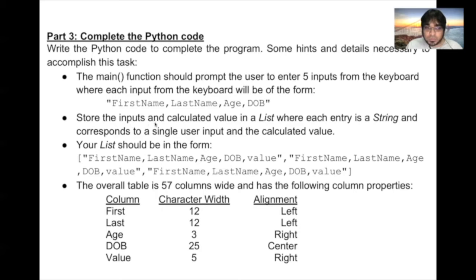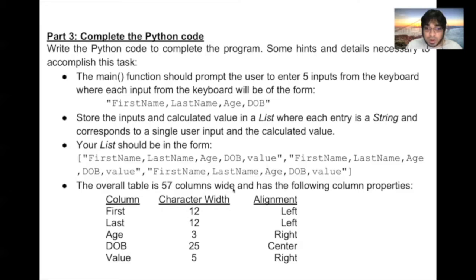Then we will store the inputs and the calculated values in a list where each entry is a string. So it will be a list of strings, and each of those entries will correspond to a single user input and the calculated value. So if you notice, the input were these 4 things: first name, last name, age, and date of birth. But when we turn it into a list, it's not going to be 4 things, but 5 things, because we are adding this value attribute. And we have to actually calculate that. We have to come up with it.